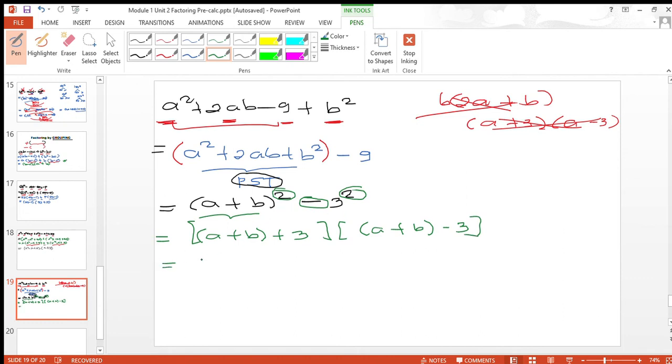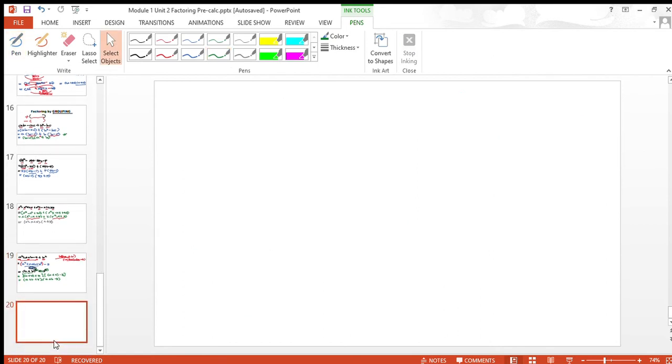And if we just rewrite this, we just remove the signs of grouping. This is a plus b plus 3, and this is a plus b minus 3. And that will now be the factored form of our polynomial. Okay, next, let's look at another example.